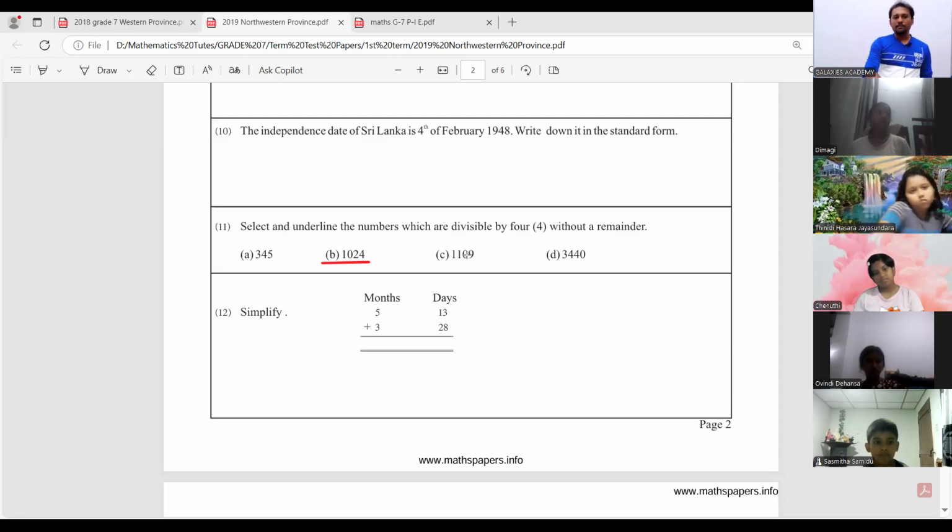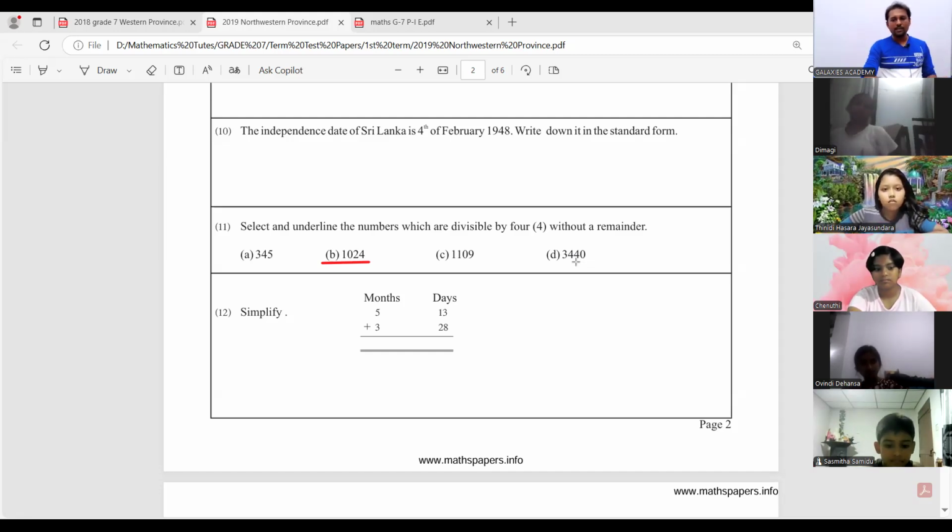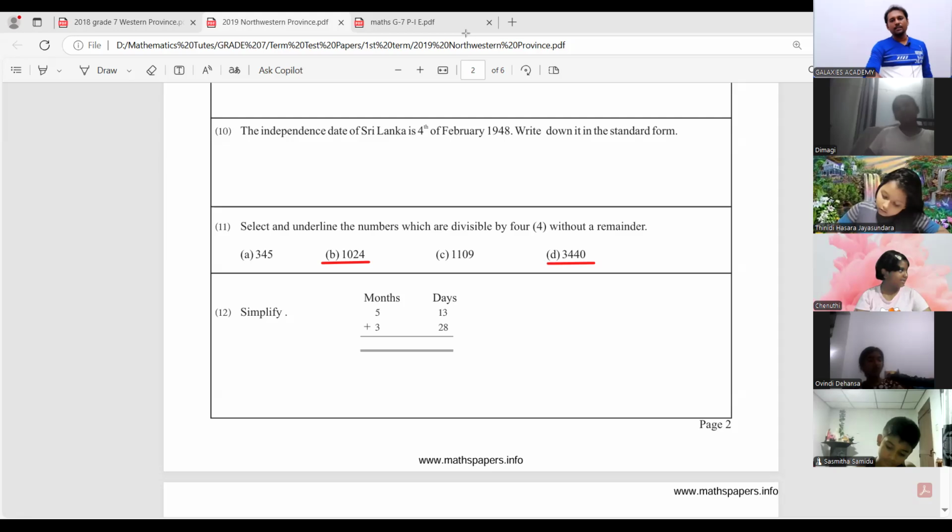Look at the next number, 1109. The last 2 digits given value is 9. 9 is not divisible by 4. So this number is not divisible by 4. Next one, the last 2 digits value is 40. Is 40 divisible by 4 or not? Divisible. So this number is also divisible by 4. It is the checking method, right? The method of determining whether the given numbers are divisible by 4.